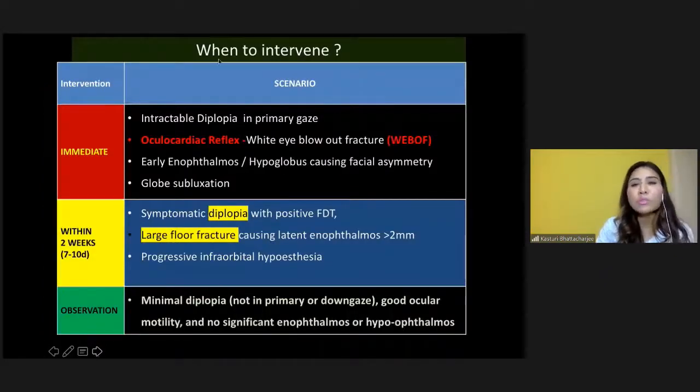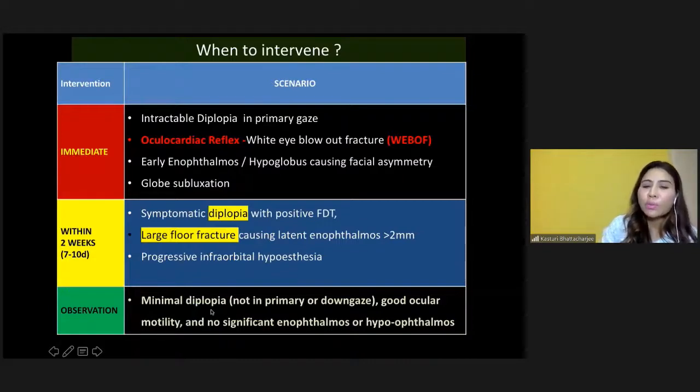Now the question comes to us, when to intervene? Immediately when there is intractable diplopia in the primary gaze, when there is an oculocardiac reflex, especially in a white-eye fracture or trapdoor fracture, when there is very early gross enophthalmos, and when there is a globe subluxation. We need to wait sometimes, approximately 2 weeks, when we see symptomatic diplopia with a positive force duction test, with a large floor fracture, with progressive infraorbital hypoesthesia.